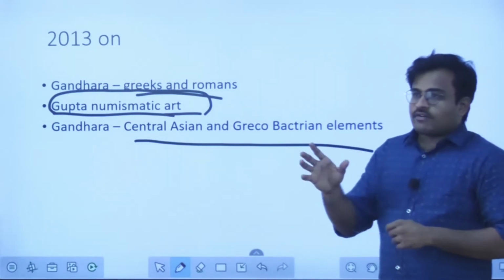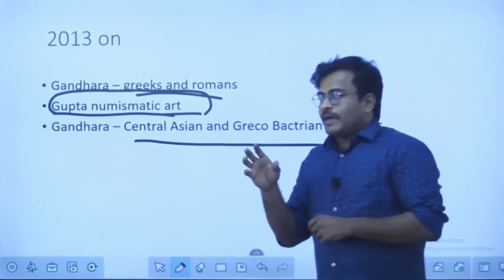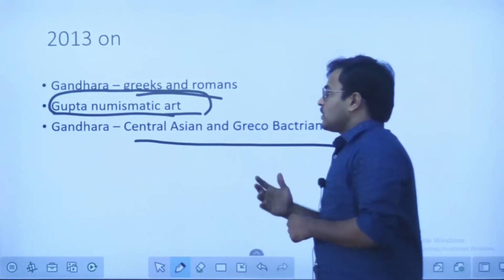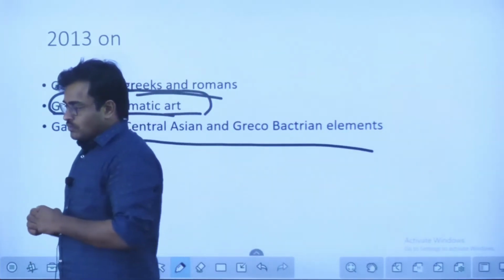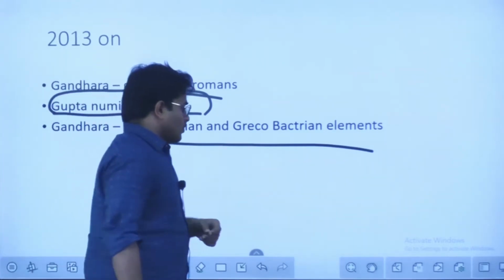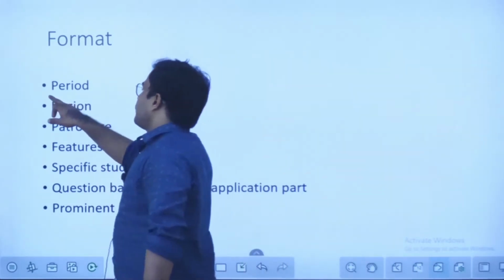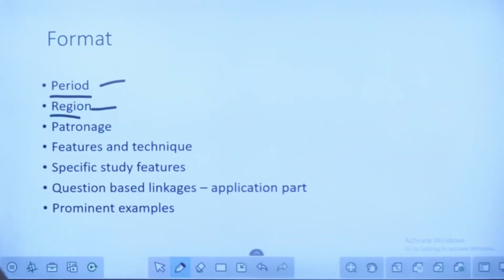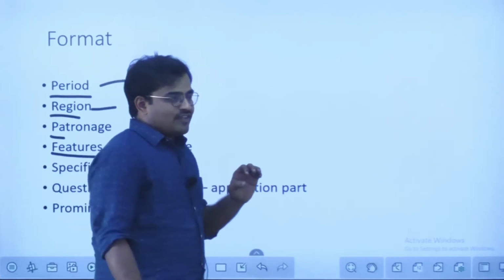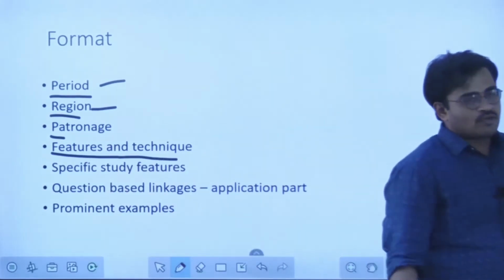What was the period of the Guptas? Then what are the materials that they used for the coins? I'll give you the format for sculpture questions too. And when it comes to the format here, same thing. The period first you have to write, then the region where the particular sculptural form is found. Then who patronized this particular art form? For Gandhara school and Gupta numismatics, I think it is very, very clear. Then you have to write about the features and technique of production too. Both of them you have to write. In sculpture questions, definitely this is very, very important.